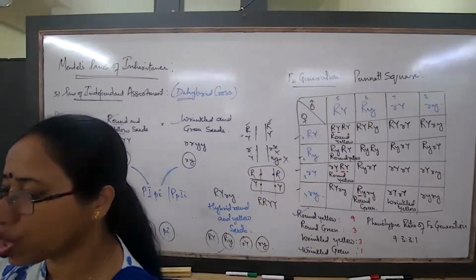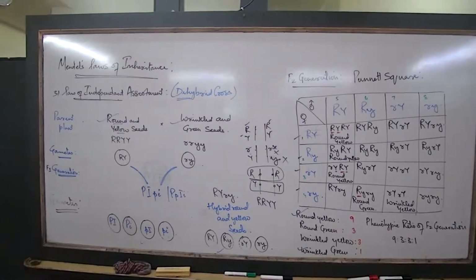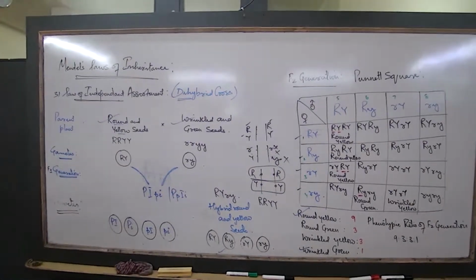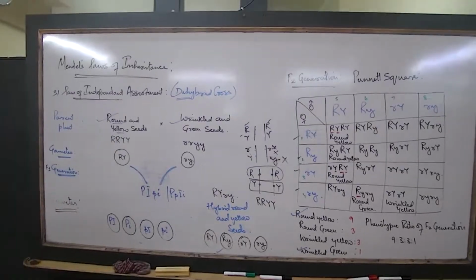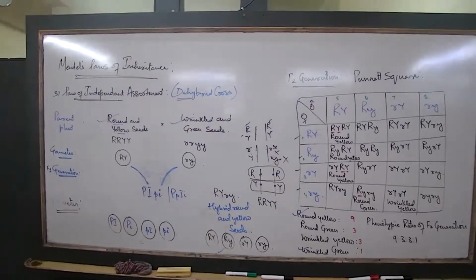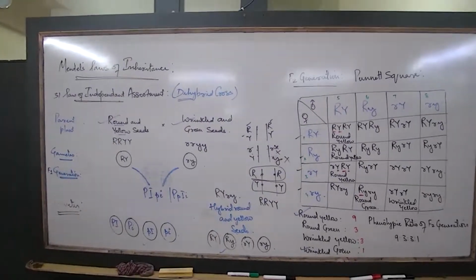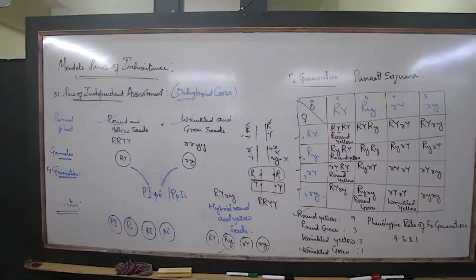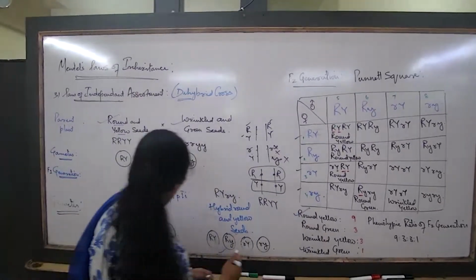What is the next question? What are the new combinations? What are the new types of plants? That also you will get as questions. What are the new types of plants in the F2? So new types क्या है? New types है this ones.